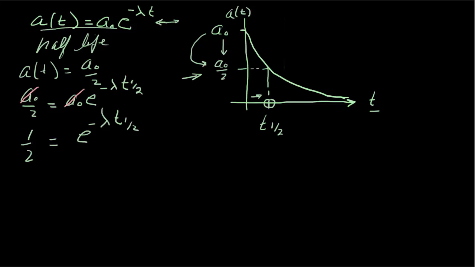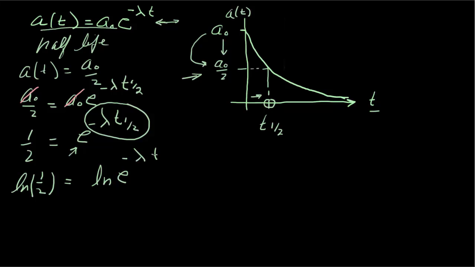Now we know that these exponential functions, we're trying to solve for a variable which is up here in the exponent, and we know that the way we can get these exponents down so that we can work on them is to take the logarithm. So in this case, we take the natural log because we are using the base e here. And so we'd write this down as the natural log of 1/2, and this would be equal to the natural log of e to the minus lambda t1/2.